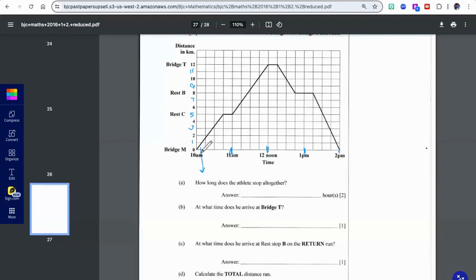20 minutes. Let's check. From here to here is 20, 40, 2, 4, 6, 8. Do you think it's 20? We have to get a full 100. 25. Okay, who agrees that it's 25? So let's do it this way.